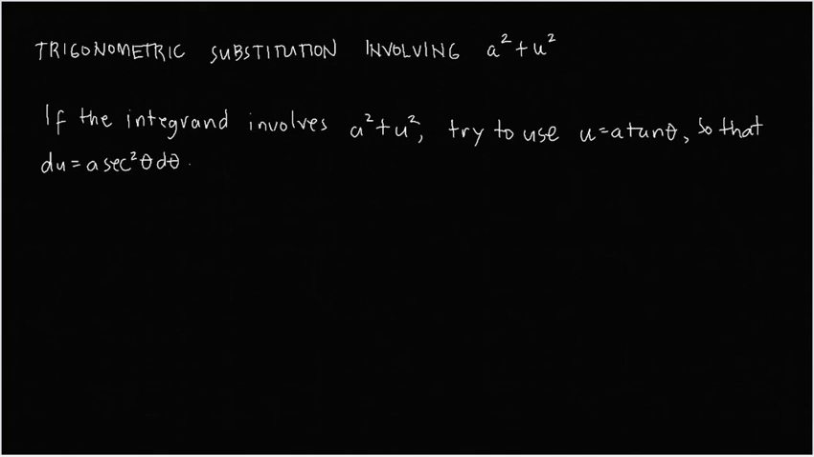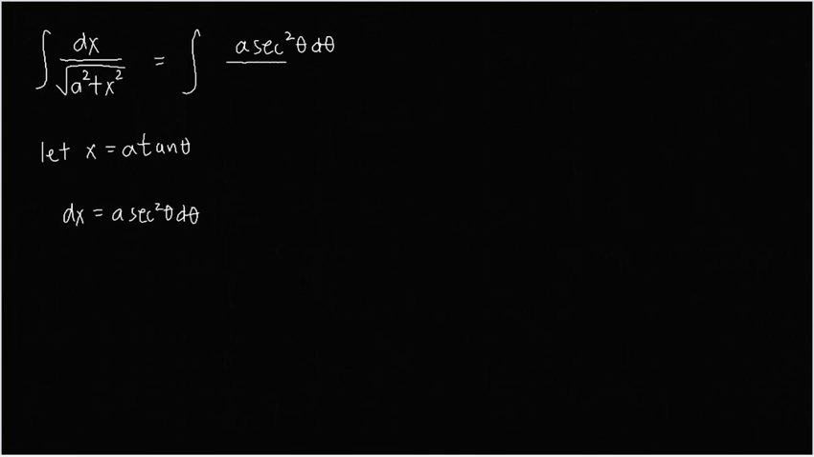So let's proceed to our first example. We do have here the integral of dx divided by the square root of a squared plus x squared. In this case, we will let x equal to a times tangent of theta. So the dx is equal to a times secant squared of theta d theta. So what is dx? Dx is equal to a times secant squared of theta d theta divided by the square root of a squared plus x squared.